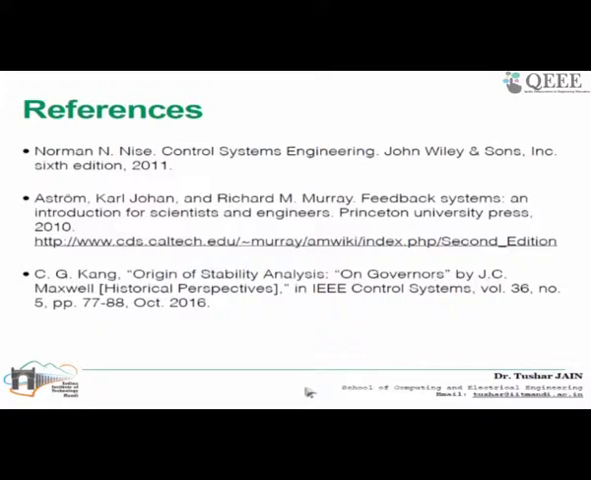The references for all these 6 lectures, which you could also refer to after the lectures: the first one is a standard book, Control System Engineering. The second is an online book by Karl Astrom and Richard Murray. This book is freely available on their website; you can download it freely. The third one is an article in a recent Control Systems magazine, on the origin of stability analysis, governors. The last 2 references you could easily download, and I suppose the first one would be available in your library. So you could refer to all these 3 references if you want to study later, after the lecture.